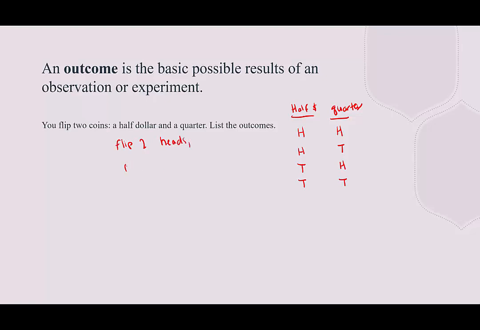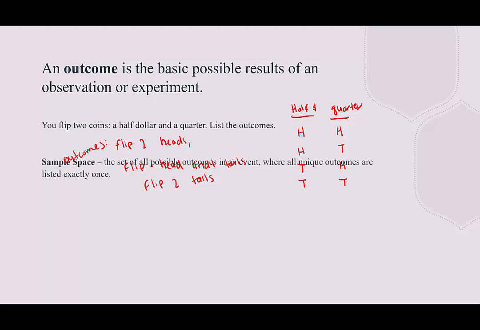We could flip 1 head and 1 tails. I don't know why my 1 is so close to the flip. Flip 1 head and 1 tails, or we could flip 2 tails. And this would be the outcomes. Whoops, I went right over my definition.